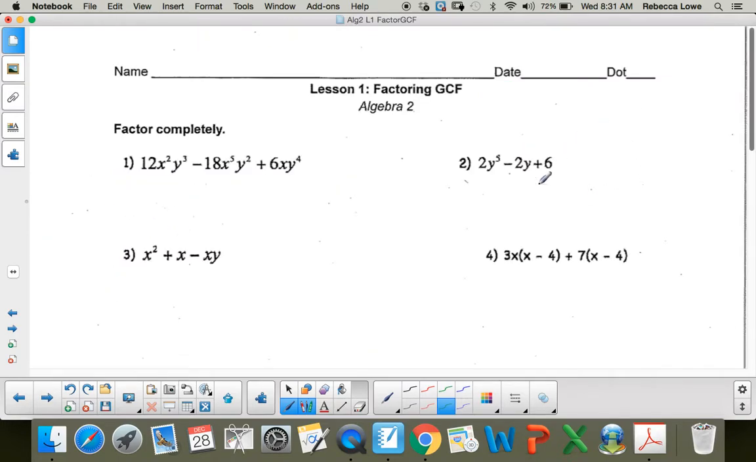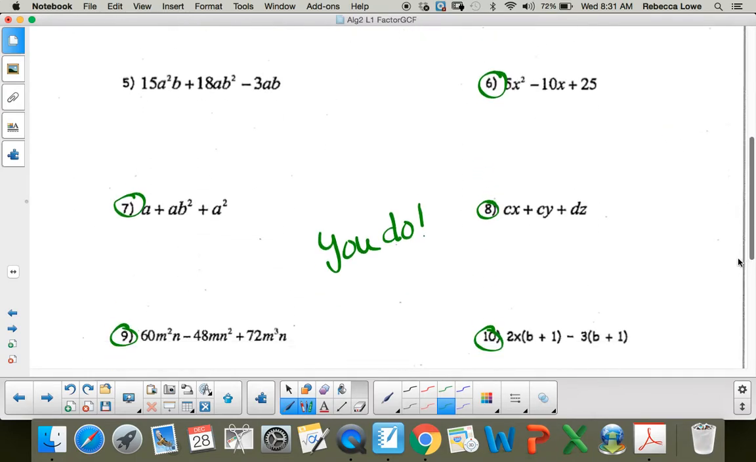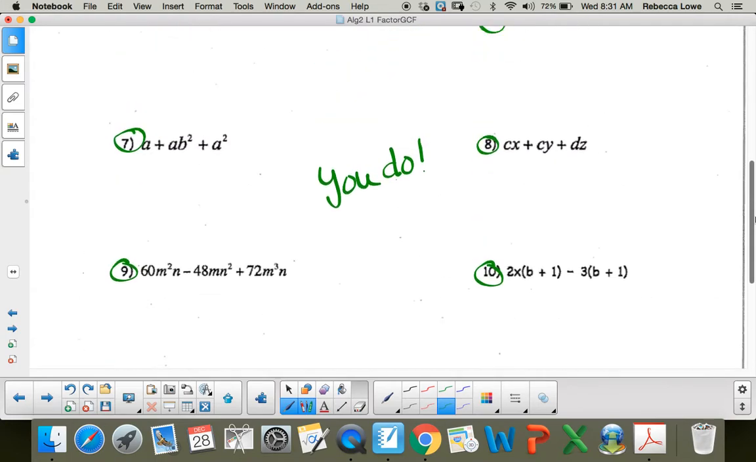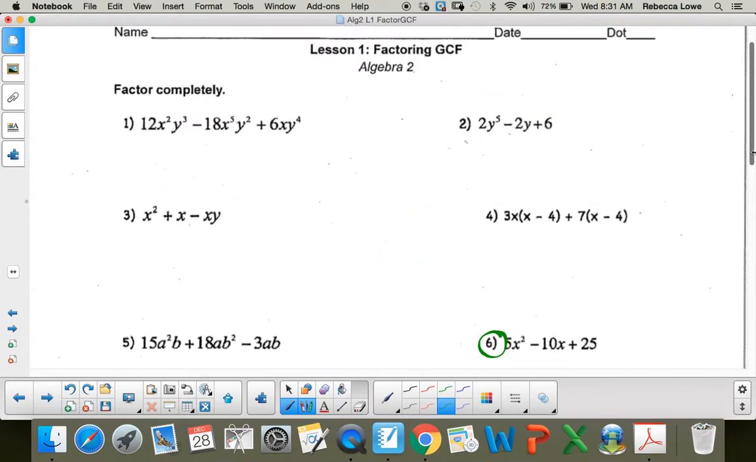On the next page, you're going to be factoring these completely. I am going to do the first couple, and then you're going to do 6 through 11. So I'm going to do 1, 2, 3, 4, 5, and 12. All right, here we go.